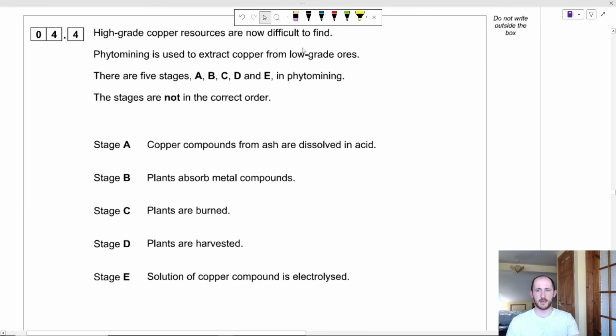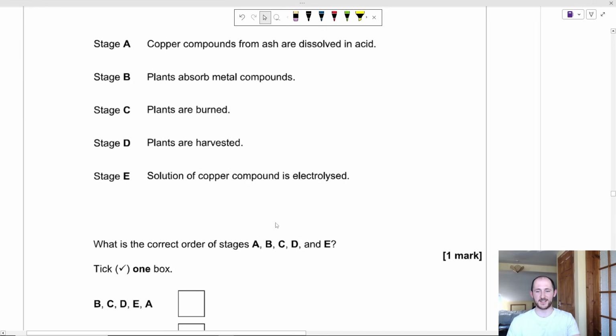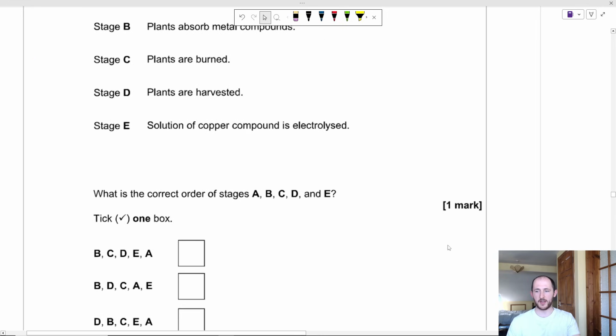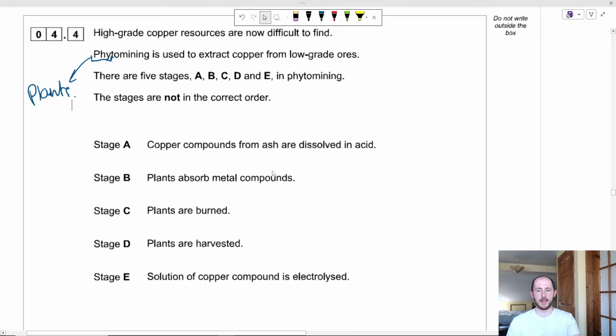So high-grade copper resources are now difficult to find, so they use phytomining. Now, how do you remember what phytomining is? Well, if you think about phyto, it reminds me of plants, okay, and photosynthesis and things like that. And simply, it's just mining using plants. And I was going to go through the stages of what exactly happens, but that's literally what this question is asking us to do. We just need to put the correct order here. Now, I'm just going to go through the order here, and then we can just tick the one that makes sense.